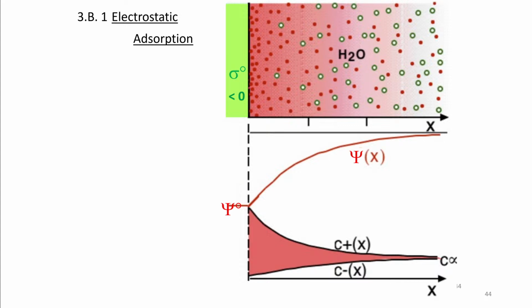So the electrostatic energy of the anions will increase because they will be repelled. They will not be found in the vicinity of the surface. And the electrostatic energy of the cations will decrease, and so they will be concentrated here. So in this region, you will have an excess of positive over negative ions. You will have an accumulation of charge, and you will have a net adsorption of the cations.